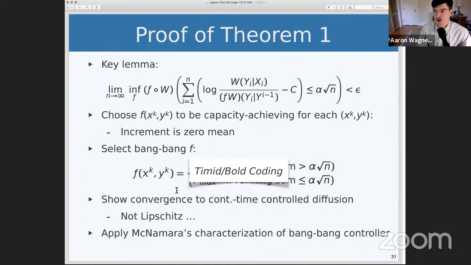We call this timid bold coding. The idea is you have different coding schemes, and some are riskier and some are safer. You monitor the progress of the communication using the feedback link, and as long as it's going well, you use the timid scheme. If it looks like errors are likely, then you switch to the risky scheme, the bold scheme. You throw Hail Mary passes toward the end of the block length, if this communication is just not working.